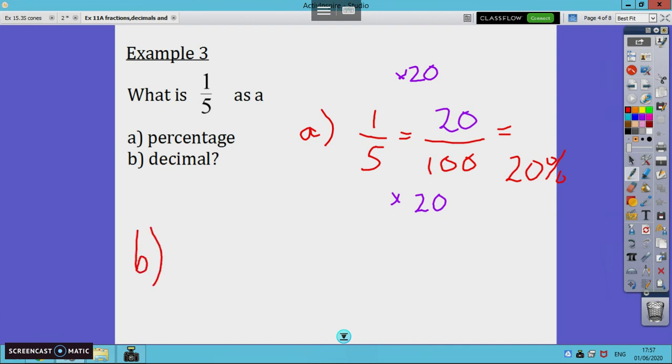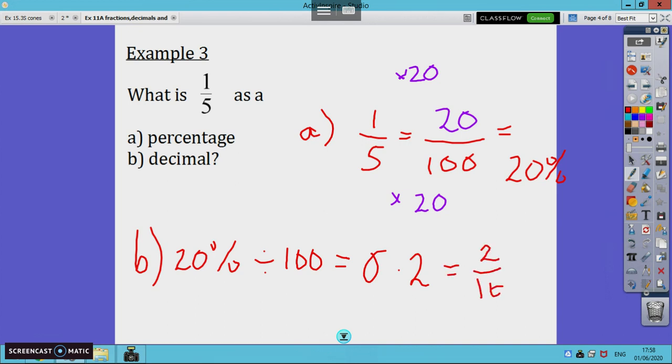Now we know 1/5 is 20% after finding the percentage first. Well, we divide by 100 to get it as a decimal, which is 0.2. Which is right, because we know 0.2 is 2/10, don't we? Which if we simplify, is 1/5. So we know that's right. So our answer is 0.2 for the decimal and 20% for the percentage.